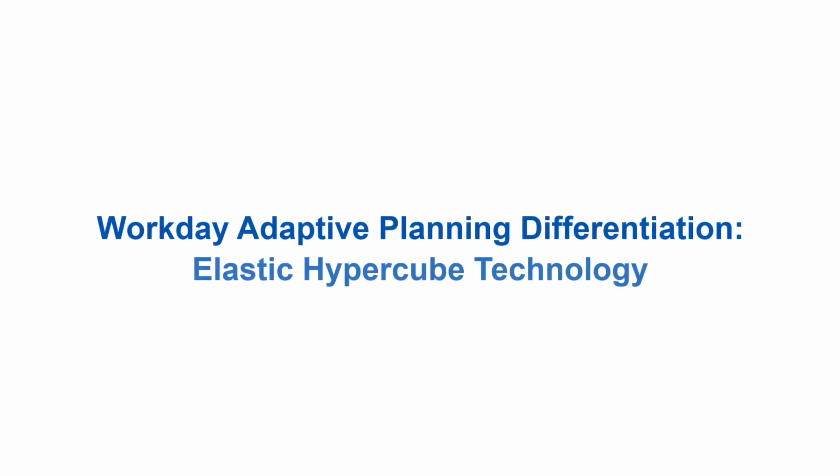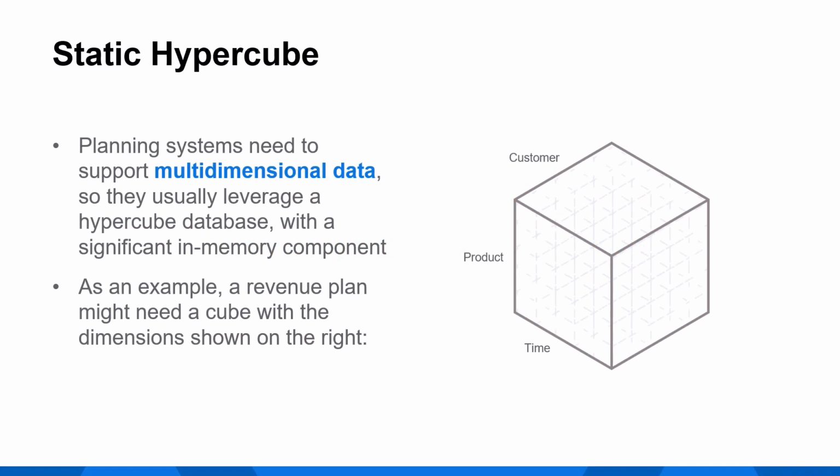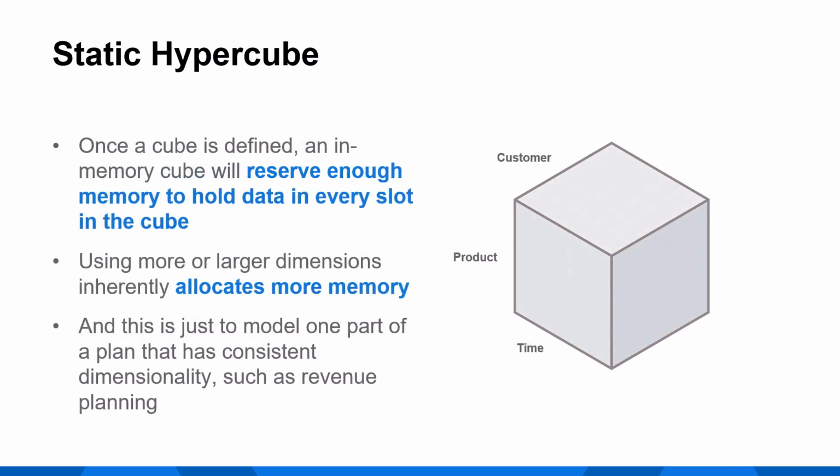In this video, we'll demonstrate how Elastic Hypercube Technology is differentiated in the planning market. Most planning systems use a static Hypercube database, requiring the administrator to predefine its dimensions beforehand. Static Hypercubes allocate memory for all their locations, so more dimensions need more memory.